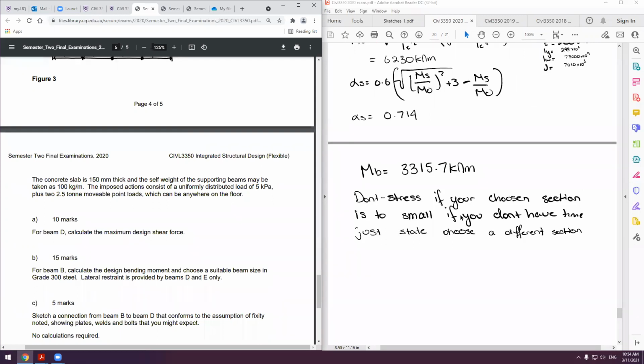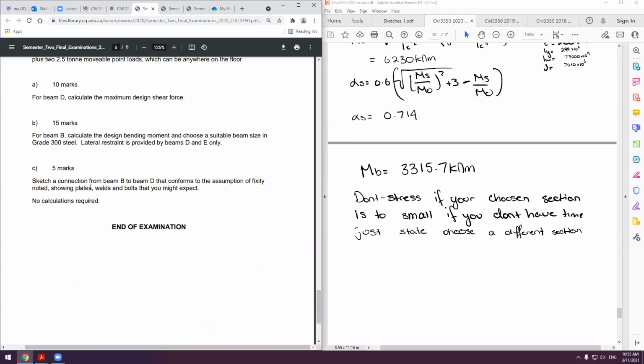Again, another important point with this question is, if your chosen section is too small, just state to choose a larger section. You do not have to go through and calculate all of this. Again, it's a waste of time. Just say, try this. You've already demonstrated you know how to calculate it.